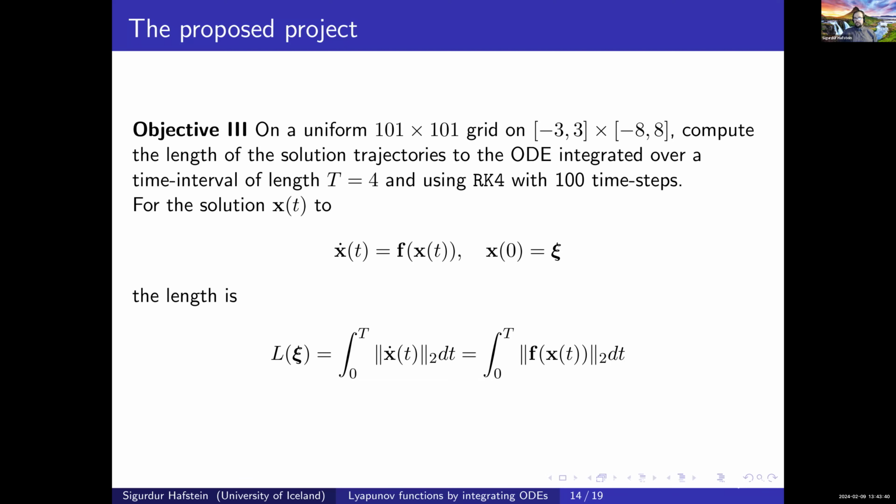But then, and this was the final part, and the part I thought was really interesting, on a uniform grid, rather large grid, so 101 times 101, on basically an area that covers this periodic orbit, they should compute the length of the solution trajectories to the time-reversed van der Pol oscillator over some time interval. After experimenting a little bit, I chose the time interval of length 4. And they should use the Runge-Kutta method.